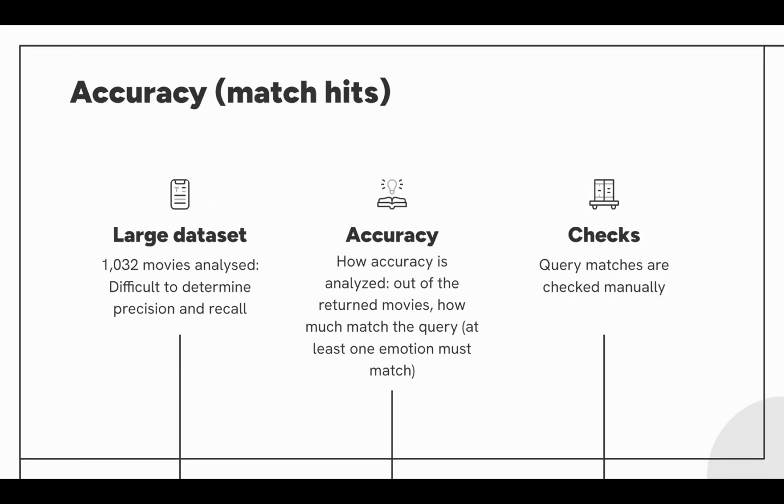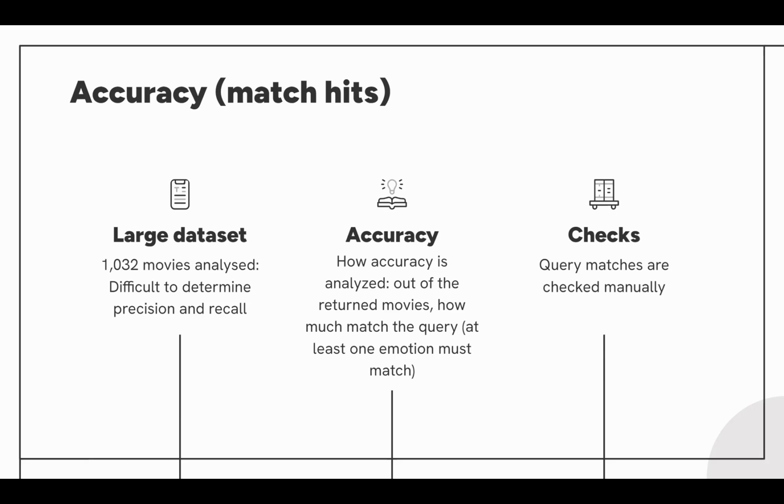So first of all, how do we evaluate our different models? We have a very large data set, 1,032 movies, and it's difficult to determine our precision and recall since we talked about our queries sometimes being emotions. So we had no way of ranking all of these movies based on what emotions they pertain to. So that made it very hard to determine our precision and also made it a little bit harder to work with recall. So what we try to do is measure the accuracy.